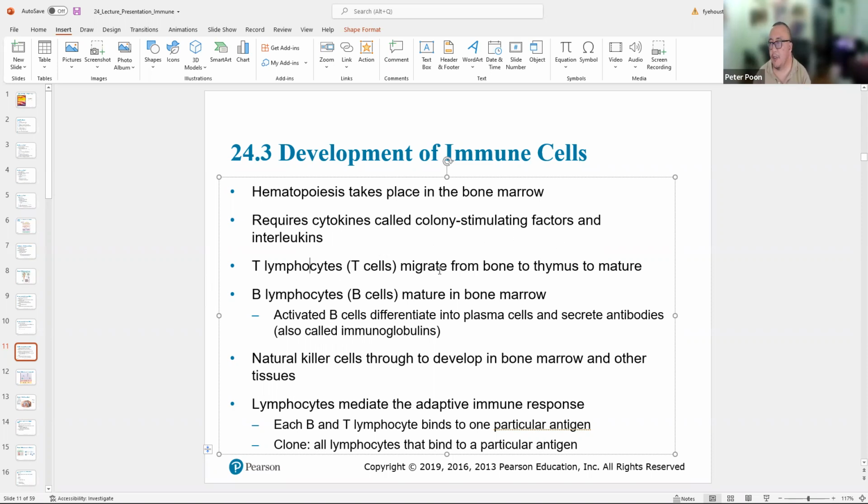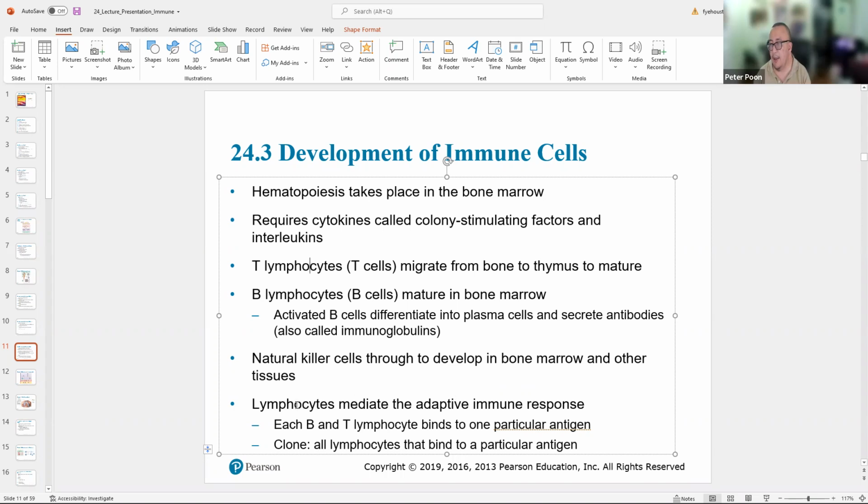T cells. All immune cells are made in the bone marrow. T cells migrate from the bone marrow to the thymus to mature, and B lymphocytes mature in the bone marrow themselves. Natural killer cells also develop in the bone marrow for the most part.